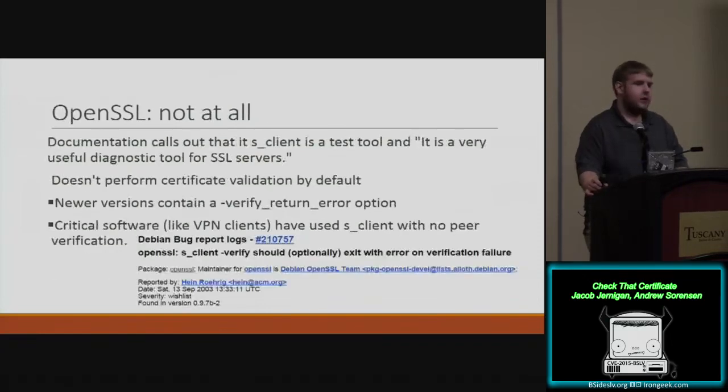So OpenSSL s_client, this was an interesting one that we tossed around whether to include or not, as s_client very specifically mentions that it's a test tool. But we found a couple of pieces of critical software, specifically a VPN client, that actually use it to connect to the VPN server without validating the peer. So obviously newer versions of s_client do include an option to validate your peer, but these particular pieces of software we found did not use that.